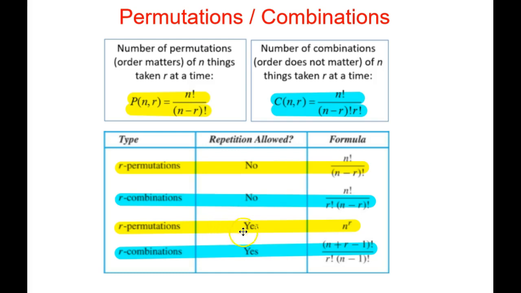So for a permutation, if repetition is allowed, then the formula becomes n raised to the r power, so the total number of objects raised to how many we're choosing. For a combination, if repetition is allowed, then the formula becomes n plus r minus 1 factorial divided by r factorial times n minus 1 factorial.